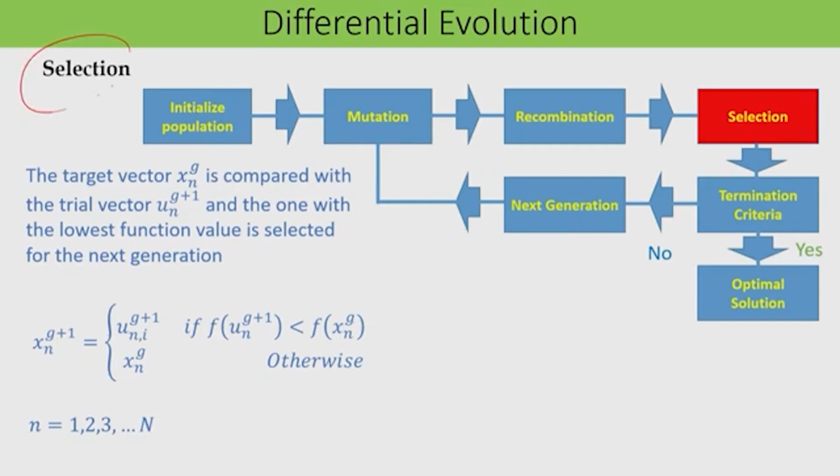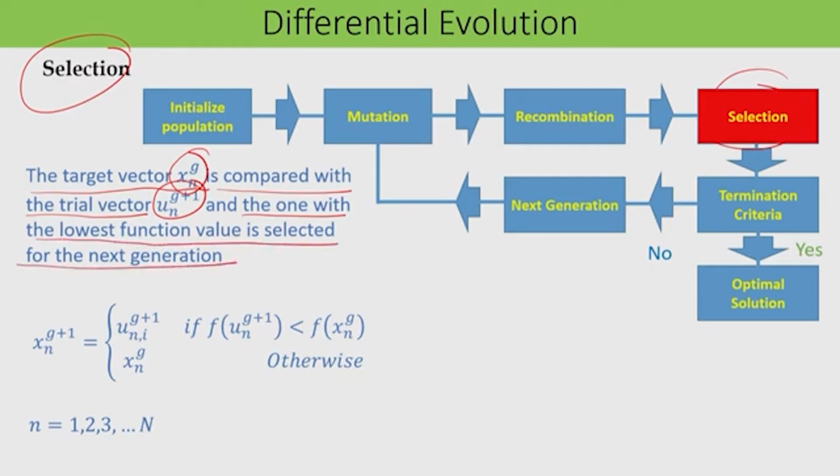The next step is selection. In this step, we have the target vector x i, z, and for that we have created a trial vector. This target vector is compared with the trial vector, and the one with the lowest function value is selected for the next generation.